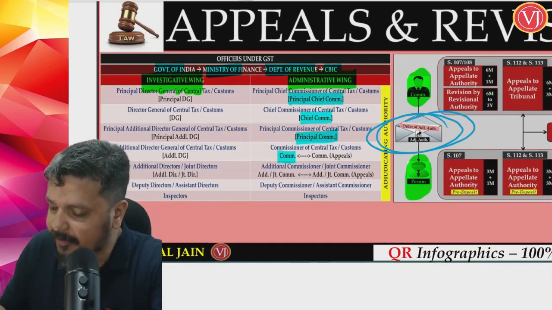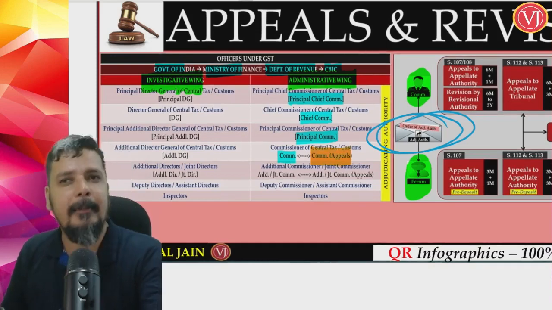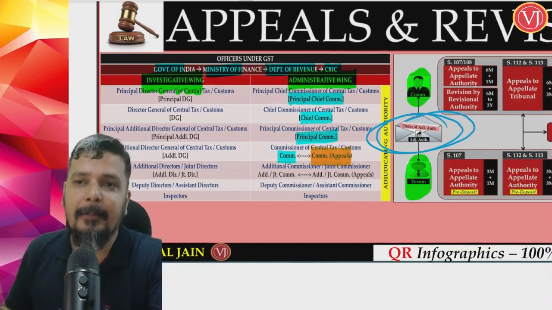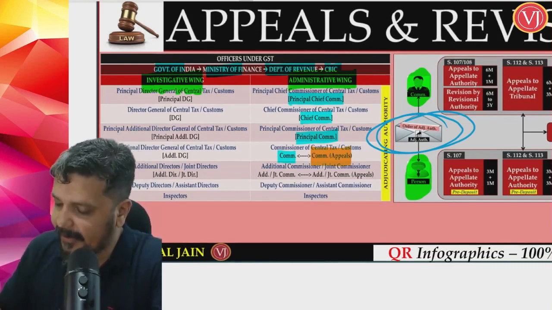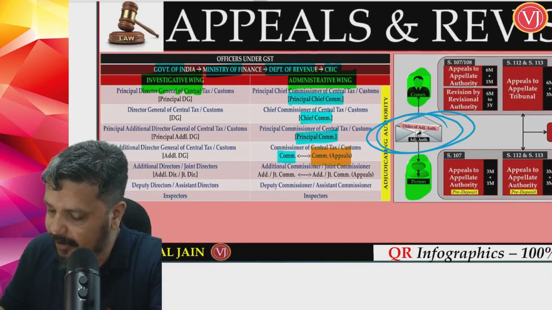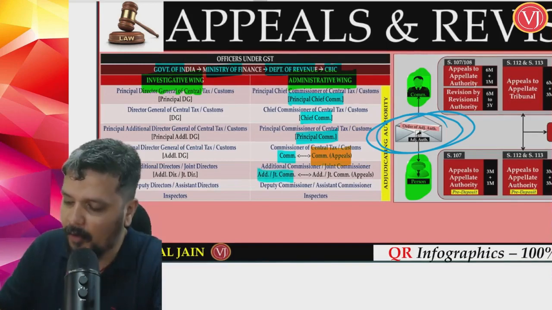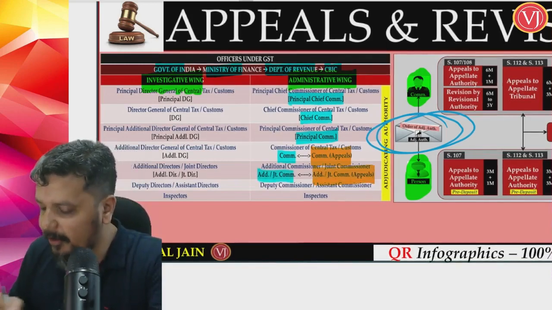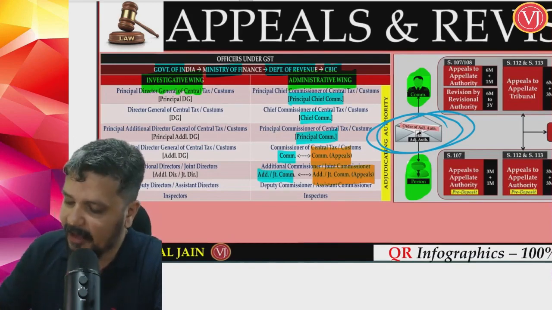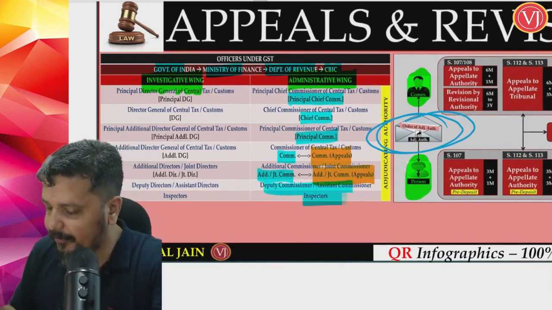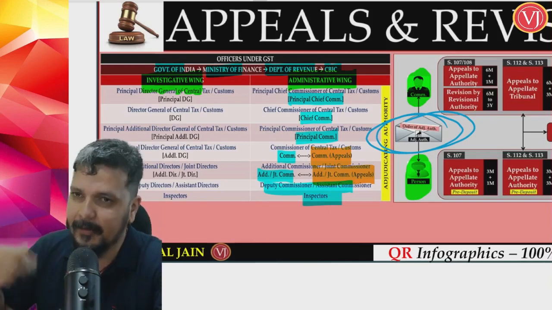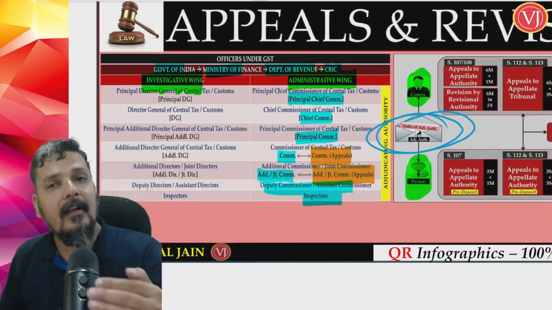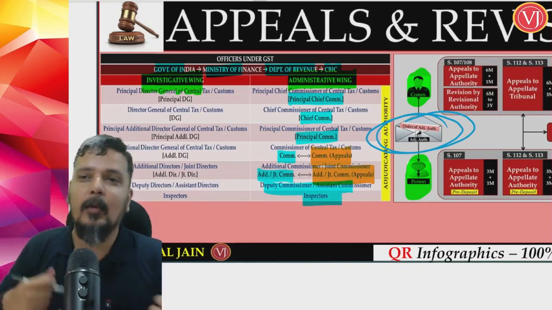Now the officers therein will range starting from Principal Chief Commissioner, then Chief Commissioner, Principal Commissioner, then Commissioner. In front of Commissioner, with the same type of powers, there will be Commissioner appeals, but that Commissioner appeals will be hearing only appeals. Then there will be Additional Commissioner, Joint Commissioner, also Additional Commissioner, Joint Commissioner appeals. Then there will be Deputy Commissioner, Assistant Commissioner, finally Inspectors. Starting from Principal Chief Commissioner till the Inspectors, this is your administrative wing which will be giving you notices, etc.